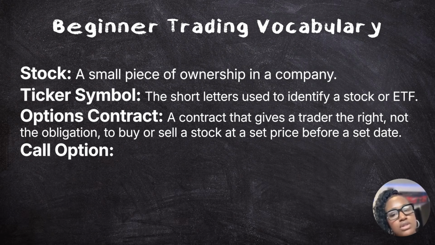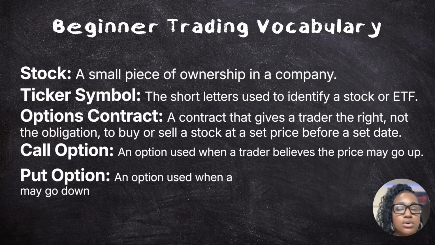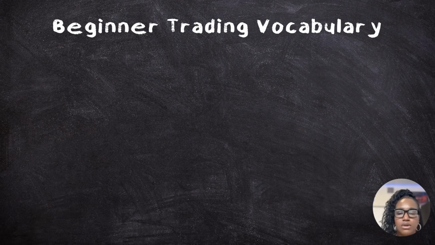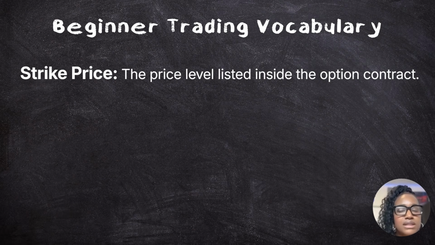Remember, we're talking about the two types of option contracts you can purchase. A call option, we believe that price is going to go up. Put option, we believe the price is going to go down, okay? Now, the next term I want to highlight is going to be strike price. That's the price or level listed inside the option contract, okay? So if there's a $500 strike price, that means that the contract is built around the $500 level.